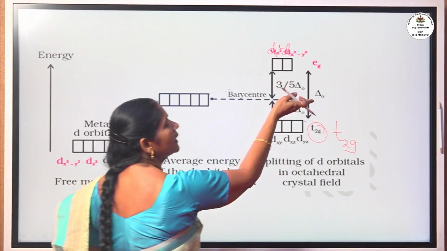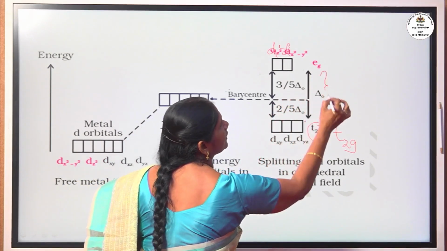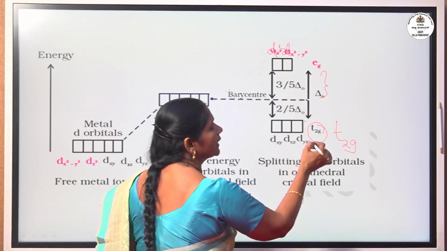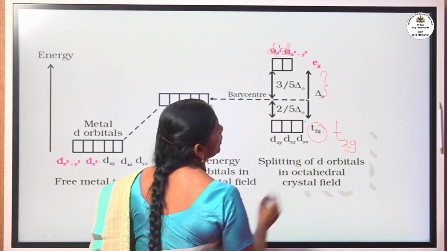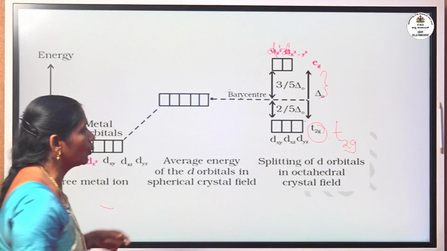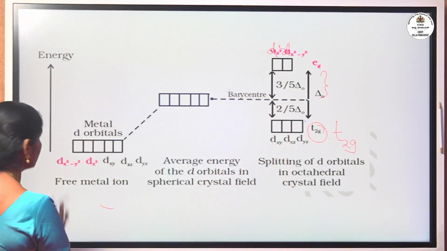From the mean energy, the energy of the EG set will be raised by 3/5 delta O, and the lowering of energy for the T2G set is 2/5 delta O. So this is minus 2/5 delta O, this is plus 3/5 delta O, and this is the nature of crystal field splitting in octahedral field.